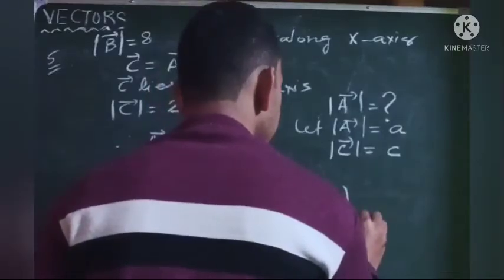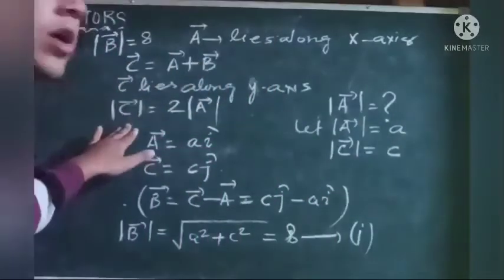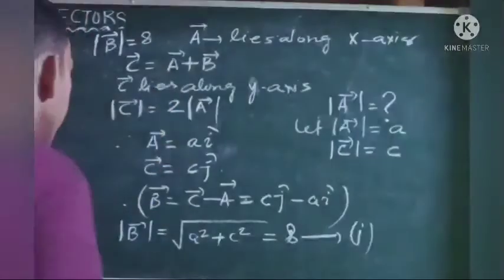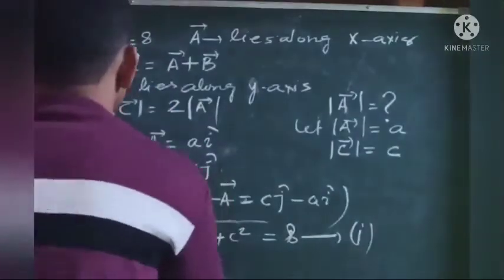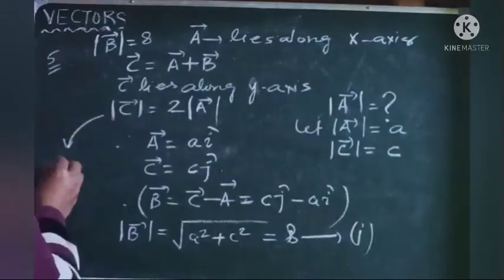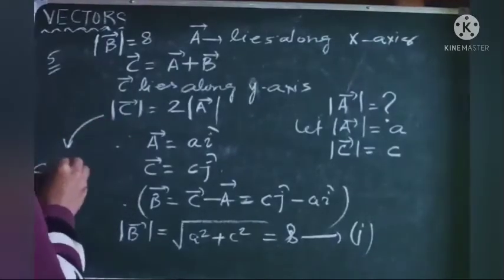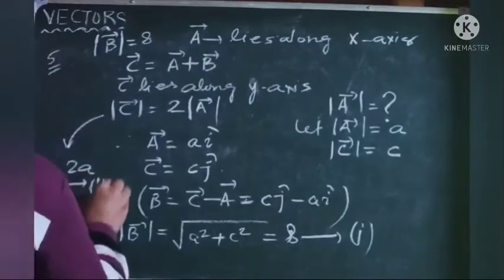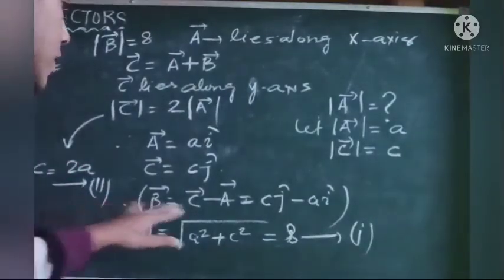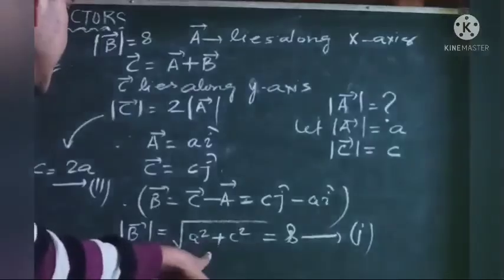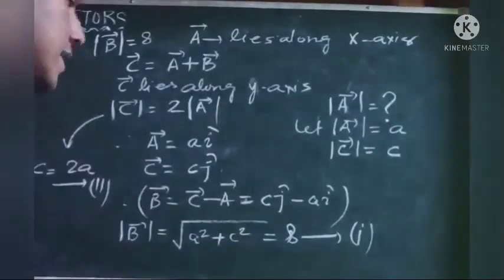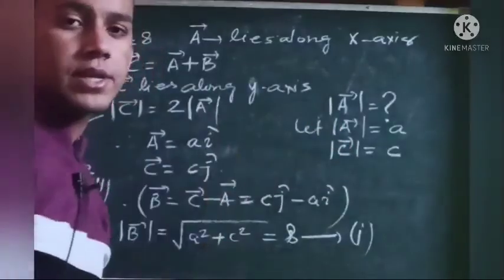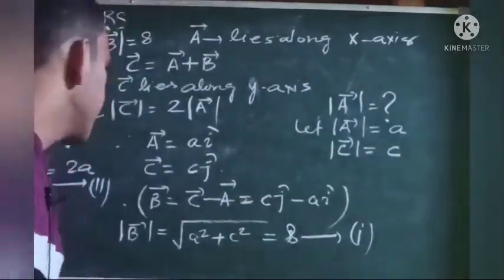This is our first equation, and we are also given that magnitude of C vector is equal to 2 times magnitude of A vector. Therefore from here we are getting magnitude of C vector, small c, is equal to 2 times small a. This is our second equation. Now solving equations 1 and 2, we can easily get the values of small a and small c. That means we can easily get the values of magnitude of C vector and A vector. I hope all of you can do this simplification.